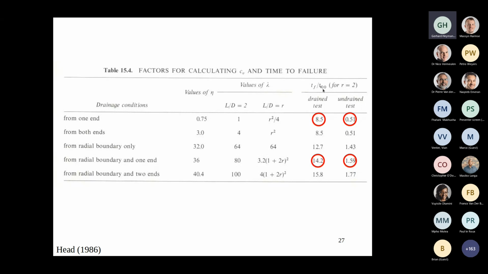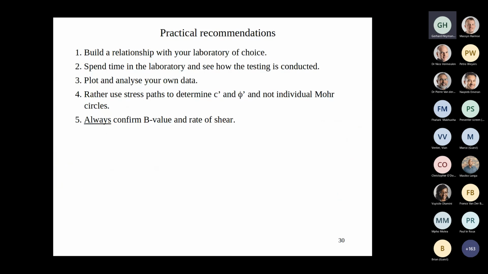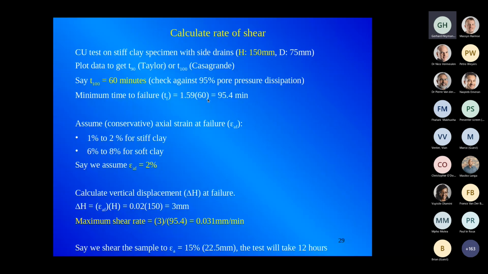So the labs have to go through a calculation, and I've actually got one slide on that, which we don't have to go through. I just often get asked, how does a lab actually calculate the minimum rate of shear? And here are the calculations. It's pretty clear. So you're welcome to go through this. This is more guidance for the labs.